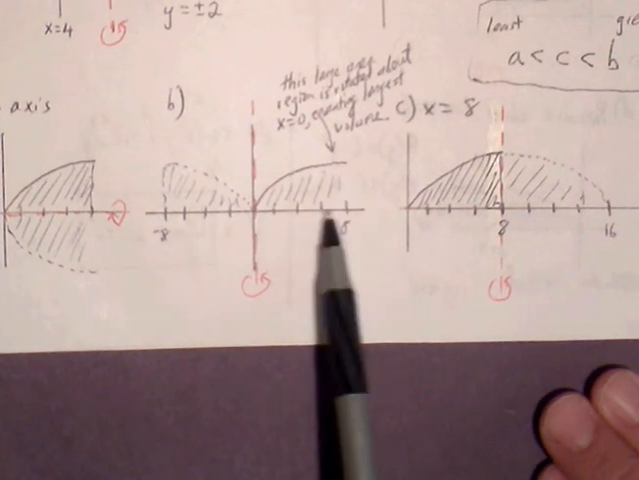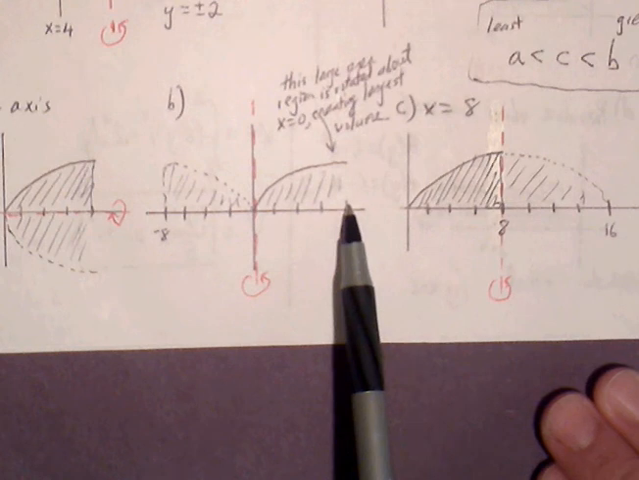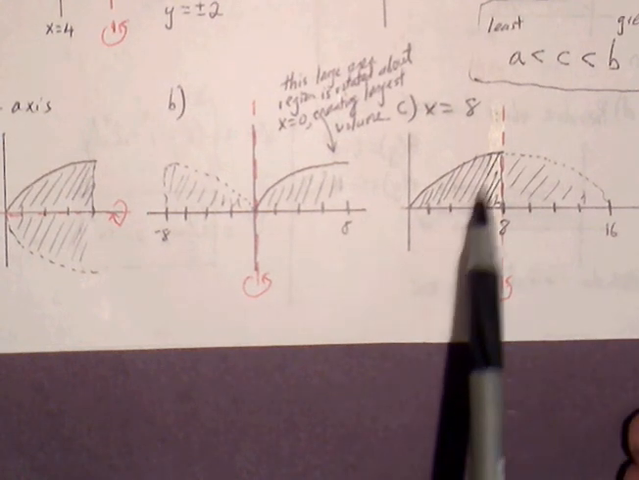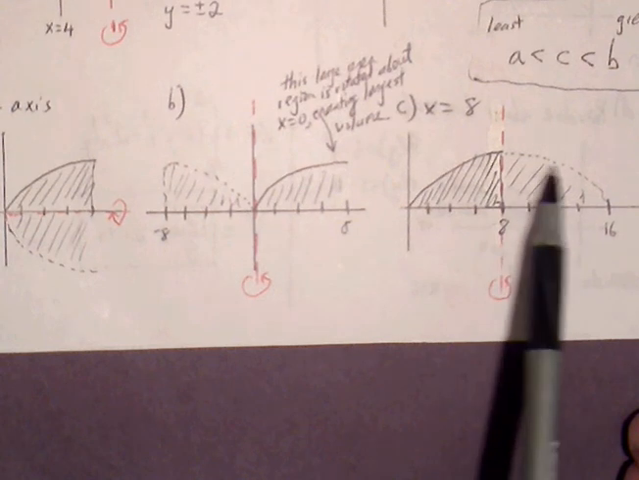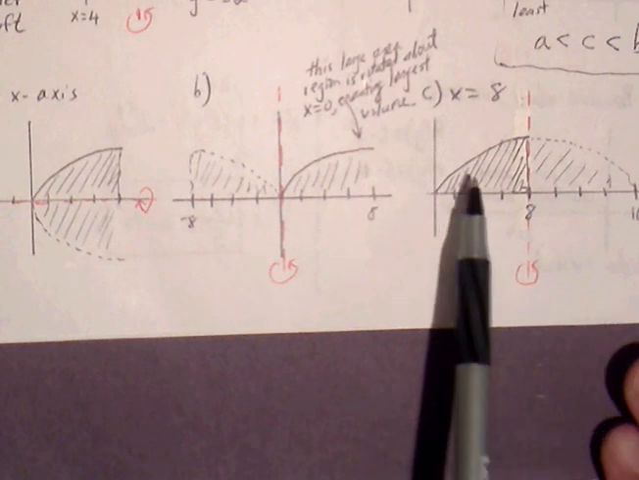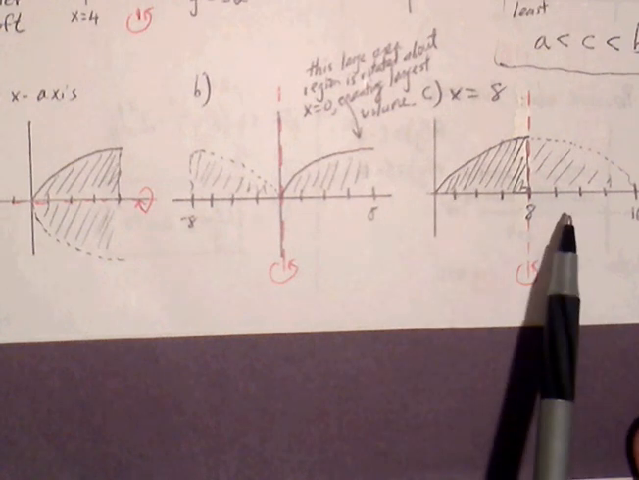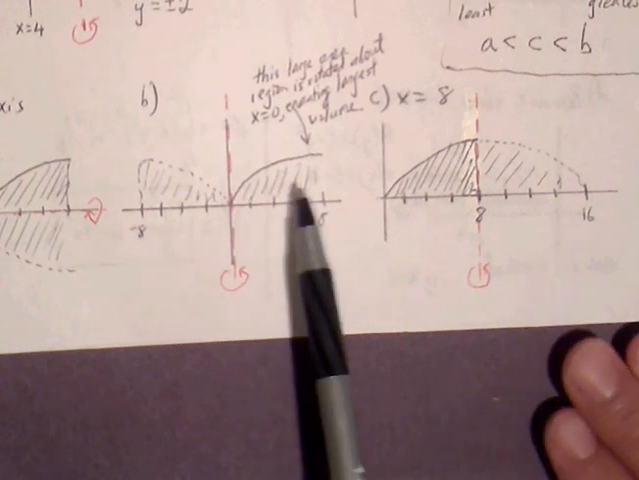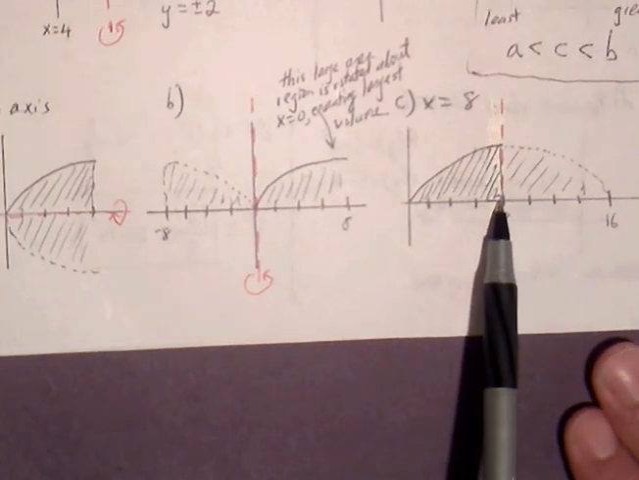So this is going to create the largest volume. Okay, and this is going to create a larger volume than part A, simply because it's going across a larger distance. So B will be the largest volume, followed by C, and the smallest volume will be A.